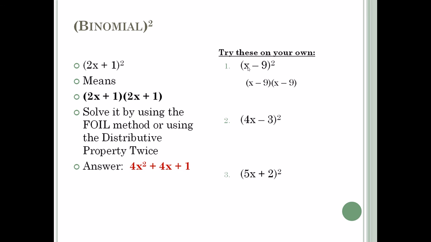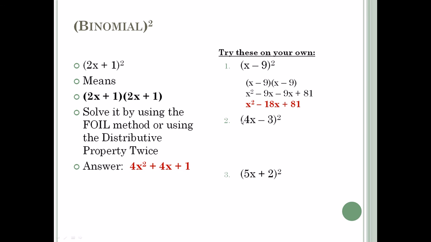Okay, here we go. x minus 9 squared means you write x minus 9 times x minus 9. And then you have x times x is x squared. x times -9 is -9x. -9 times x is -9x. -9 times -9 is positive 81. Group up your middle. How'd you do?